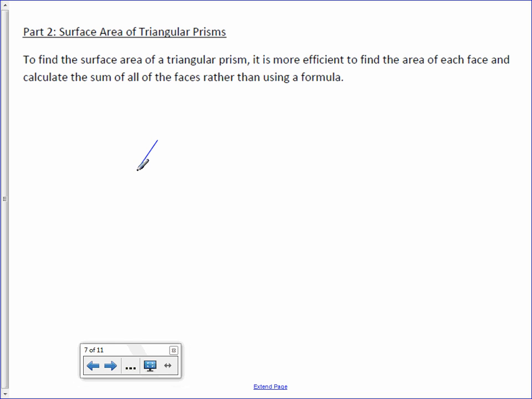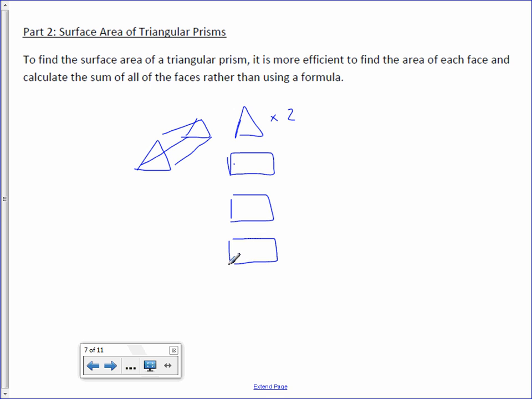Now on a triangular prism, you have two triangular bases that are the same. So you have two triangles that are the same, and then you have three rectangular faces. Sometimes they are the same measurement, but they are not always the same measurement. So this is very similar to finding area of composite figures, where we find the area of all the pieces of the shape, and then we add them together to find the total.